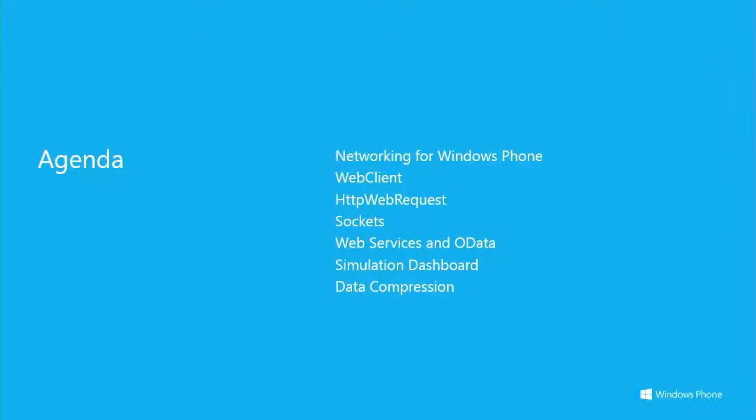There are a couple of APIs, WebClient and HttpWebRequest, which you use for low-level, raw HTTP requests across the network. We're going to mention sockets briefly, as we haven't got a lot of time to dig into that, unfortunately. But then we're going to spend quite a bit of time on web services and OData, because there's a lot of interesting developments in that area.